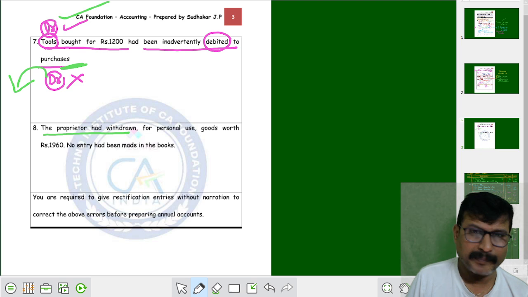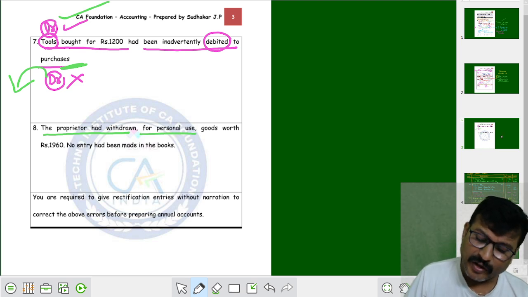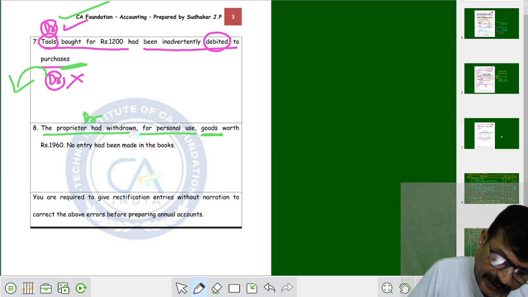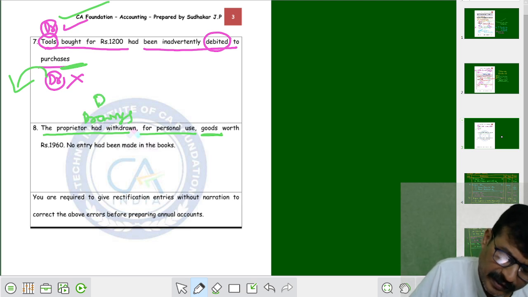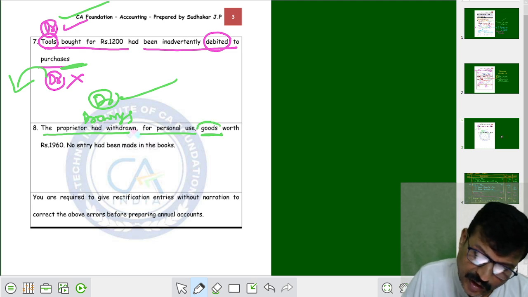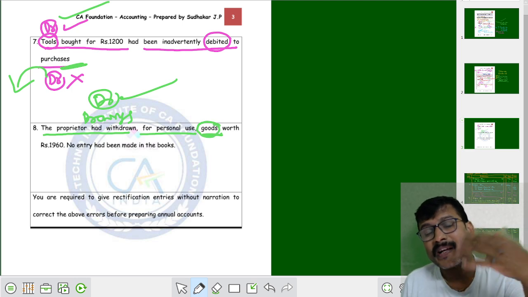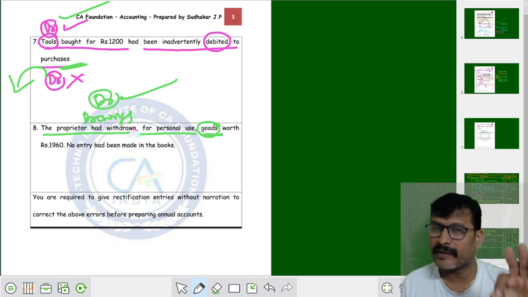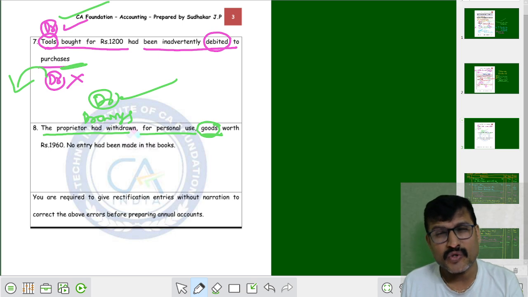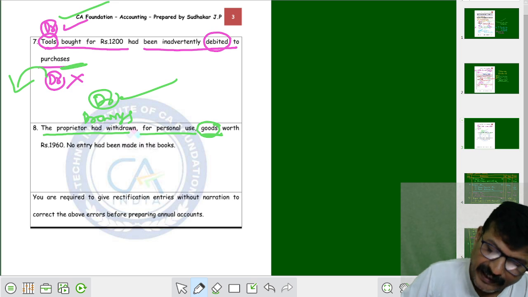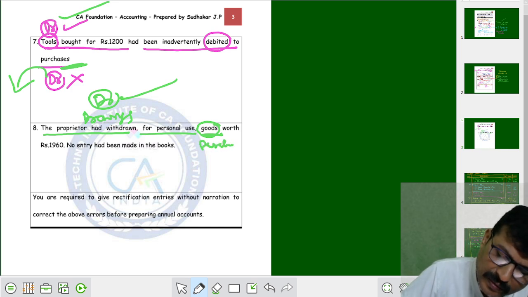Proprietor had withdrawn, means drawings, for his personal use. Drawings. What has he withdrawn? Goods. So proprietor withdrawn means, my dear students, it is drawings. Drawings is to be debited. What had he withdrawn? He had withdrawn the goods. What kind of goods is he going to withdraw? As we know from first PU, whatever goods withdrawn, whatever goods stolen, whatever goods given as a free sample, it is related to what goods?